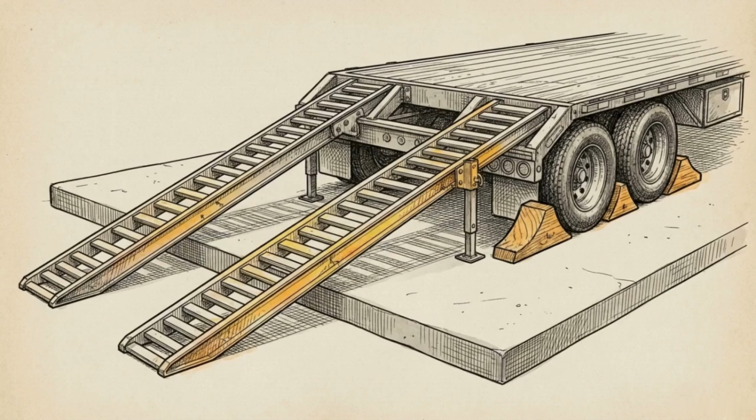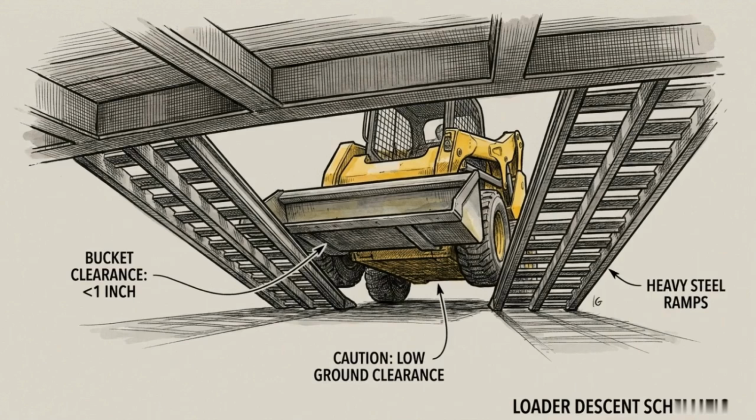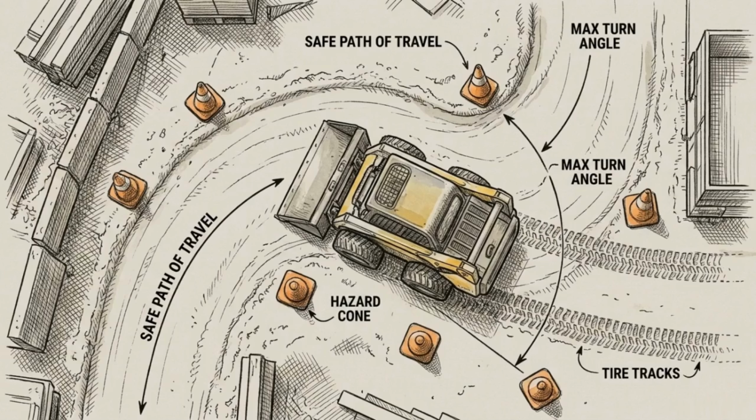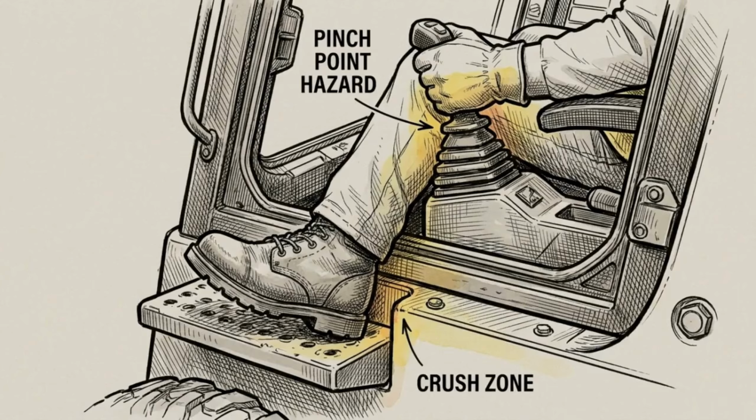To prevent this, always park on firm ground. Use ramps rated for the machine's weight, and drive smoothly with the bucket kept only a few inches off the deck. Most skid steer fatalities do not actually occur while driving. They happen due to accidental hydraulic activation while the operator is entering or exiting the cab.